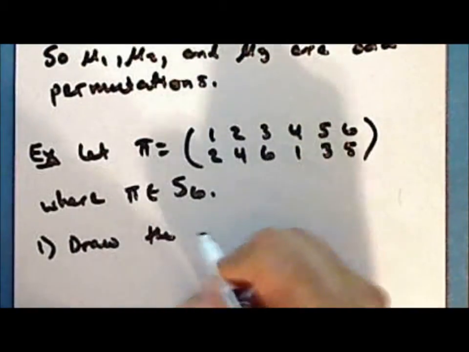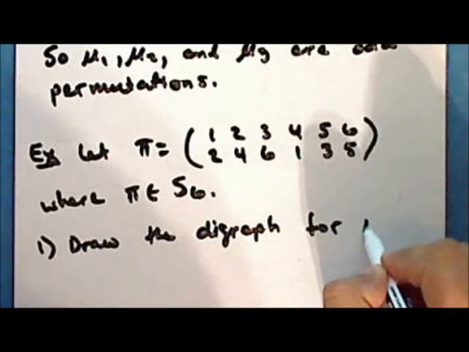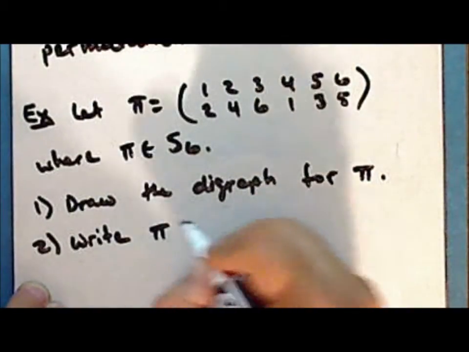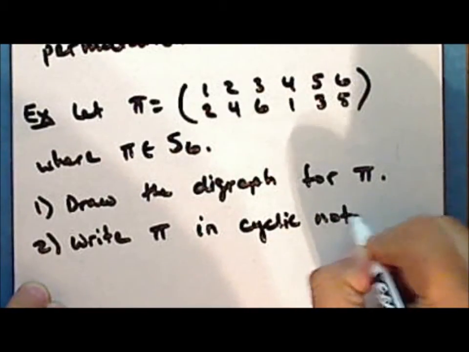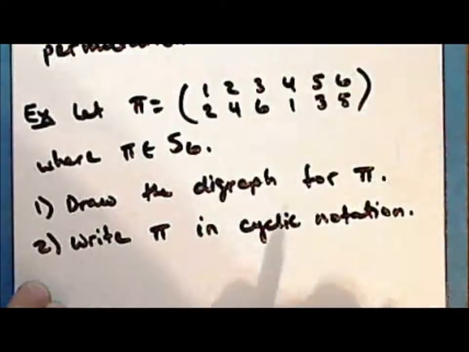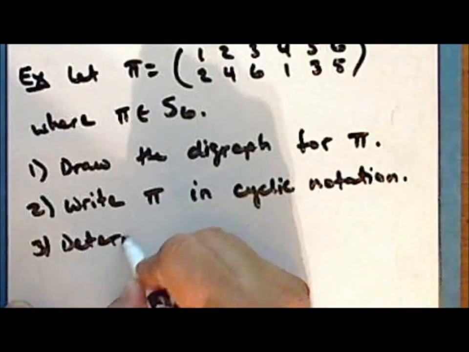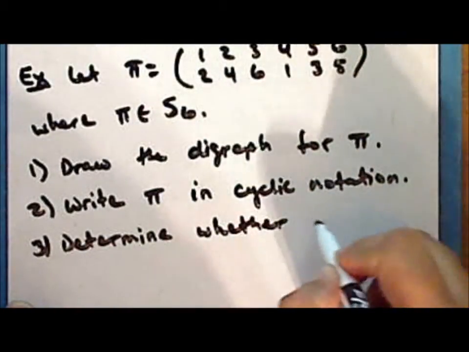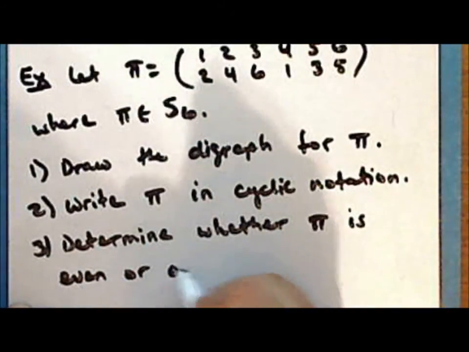Draw the digraph for the permutation pi. Also write the permutation pi in cyclic notation. And determine whether the permutation pi is even or odd.